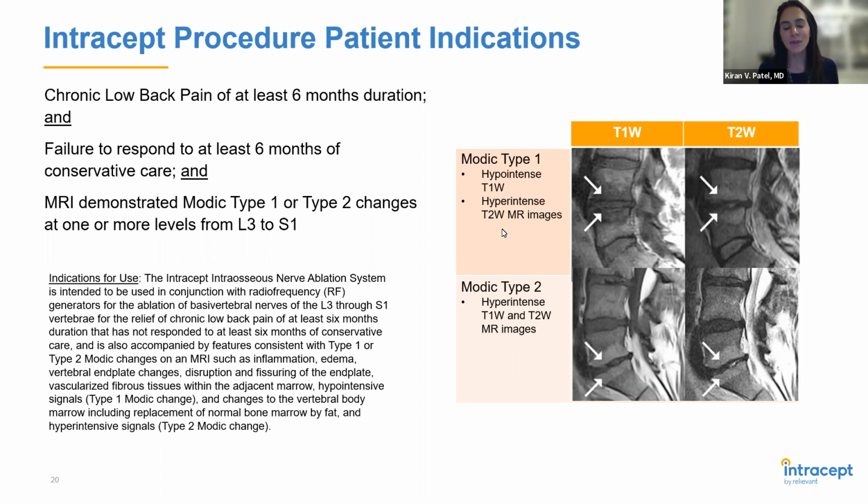And again, to be very clear in distinguishing, with the type 1 Modic signal you're going to see hypointensity on a T1 weighted image and a hyperintense signal on a T2 weighted image. For the Modic type 2 changes, you're going to see hyperintensity on both the T1 and the T2.